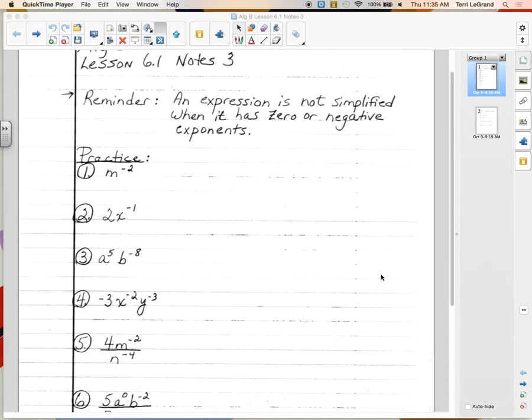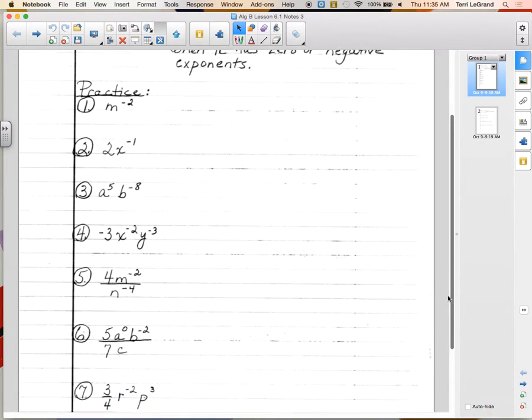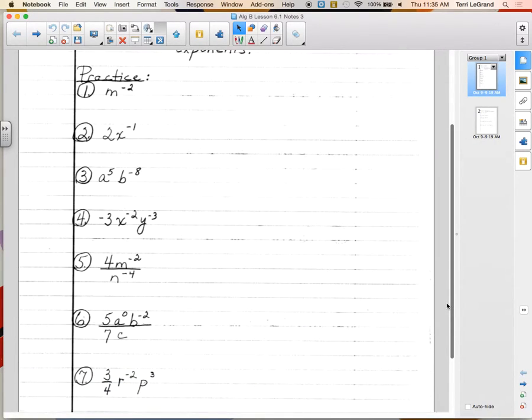You don't get to quit until all exponents are what? Positive. They can't be 0, they can't be negative. So we don't quit until we have that rule. Okay, number 1, m to the negative 2 power. Can we simplify it? Yeah.